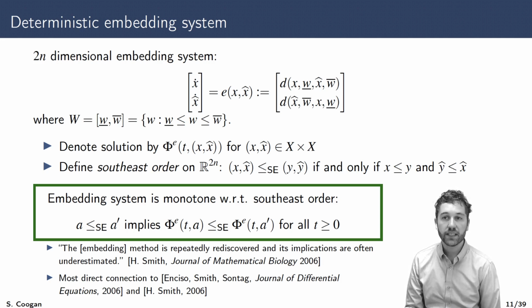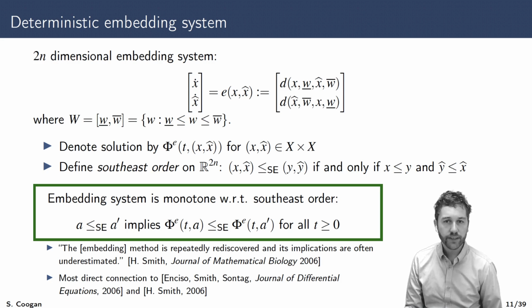A pair of points x and x hat is less than or equal to another pair y and y hat with respect to the southeast order if and only if x is less than or equal to y and y hat is less than or equal to x hat, where these inequalities are component-wise. It then follows that the embedding system is a monotone dynamical system with respect to this southeast order, and therefore the state update map phi E maintains a partial order relationship as shown in the green box.